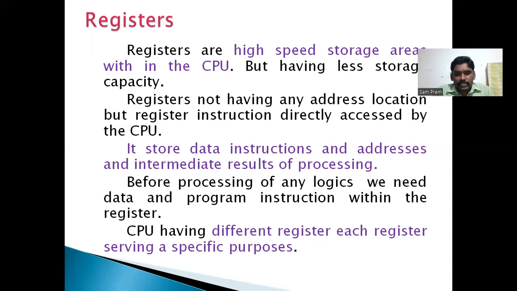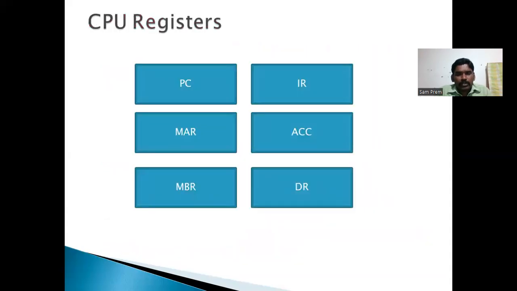The CPU has different registers, and each register serves a specific purpose. Here we have 6 types of registers. First one, program counter. Next one, instruction register. Another one, memory address register. Next one, accumulator, and MBR, which is a memory buffer register. Next one, data registers. First one, PC. PC is nothing but a program counter.